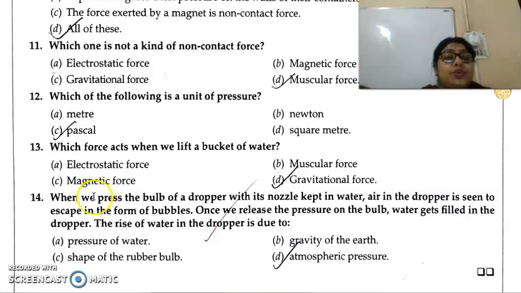Then when we press the bulb of a dropper with its nozzle kept in water, air in the dropper is seen to escape in the form of bubbles. Once we release the pressure of the bulb, then what happens? The water gets filled in the dropper. The rise of the water in the dropper is due to the atmospheric pressure. So this is an example of atmospheric pressure.